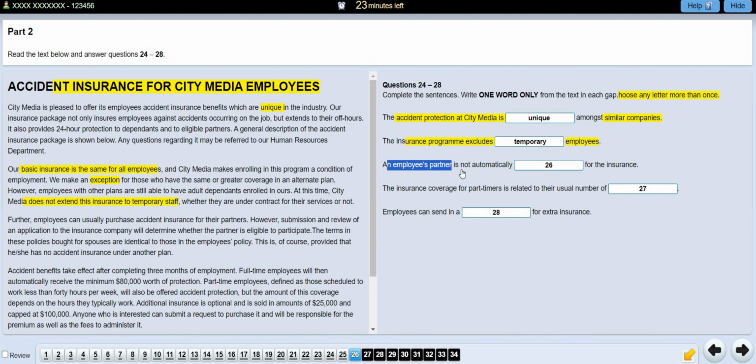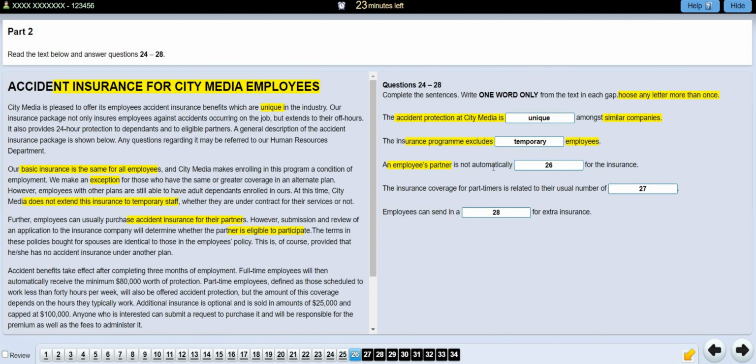The employee's partner is automatically eligible for the insurance. Further, employees can purchase accident insurance. However, submission and review of an application to the insurance company will determine whether the partner is eligible to participate.